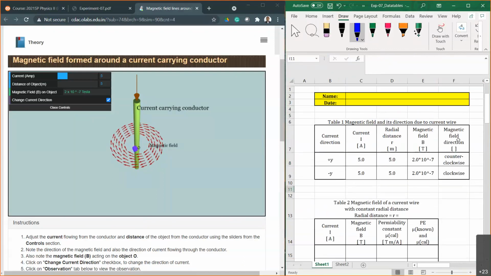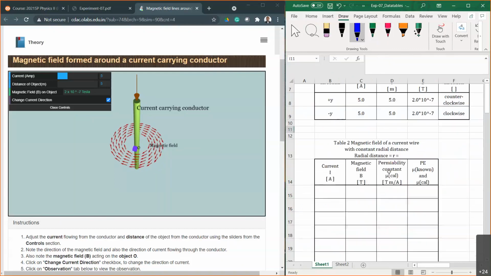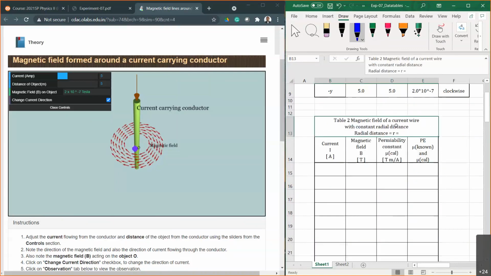Magnetic field direction, there are no units. Okay. All right, then we'll do the percentage error. Okay, there's no particular unit for percentage error either. We can put the percentage sign if we want to. We'll compare that with the known value. Okay, since the first one we're doing is with the radial distance fixed, we'll fix the radial distance here at 5 meters. Okay. So the radial distance is going to be 5.0 meters. We're going to add at least one decimal place purposely.